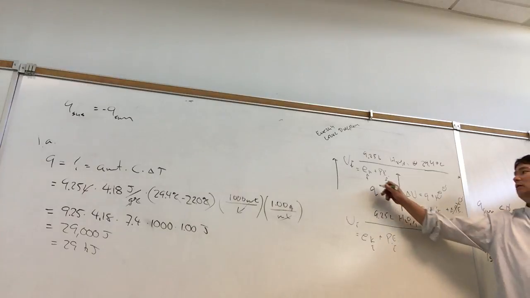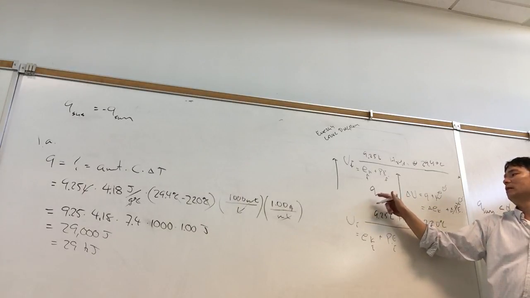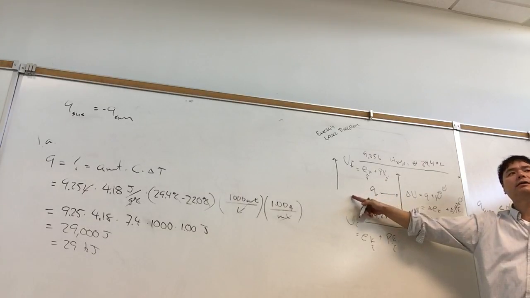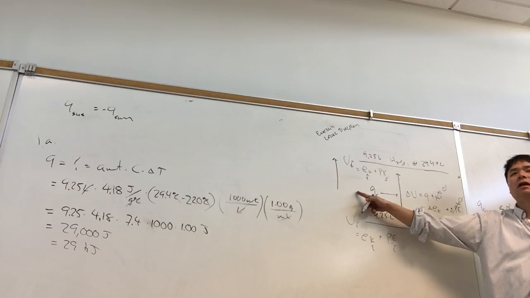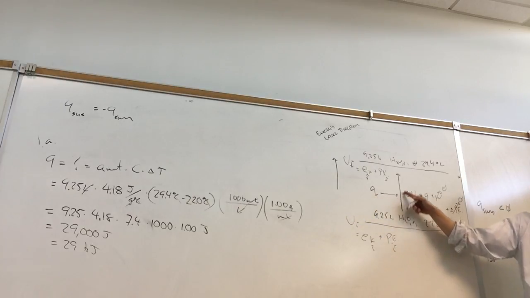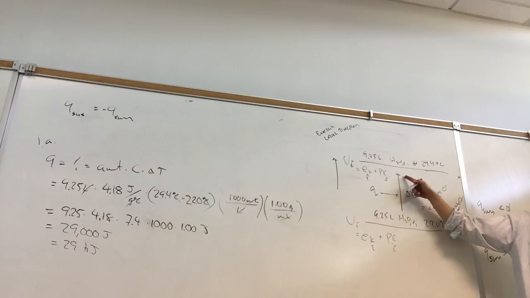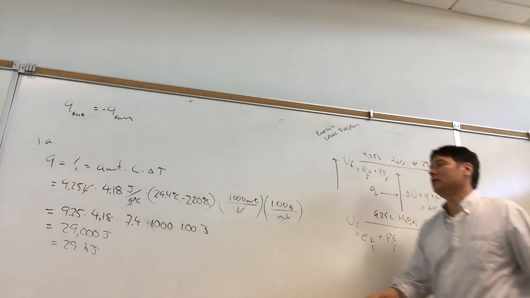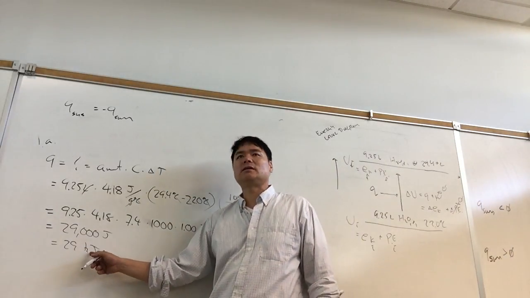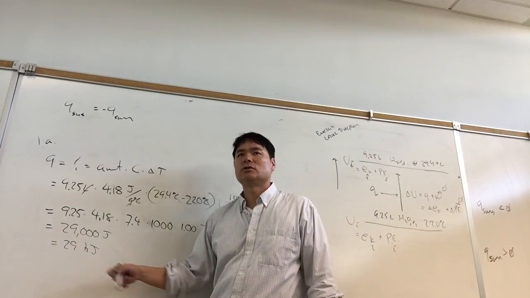But anyway, here, where did this heat come from? Well, that means the surroundings must have lost heat because the system gained heat, right? And so the surroundings must have lost 29 kilojoules and the system gained 29 kilojoules.